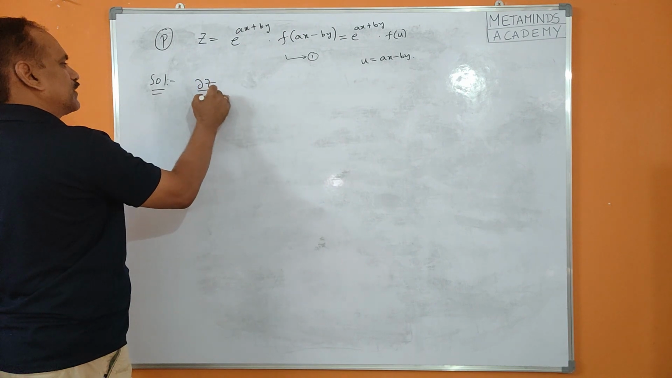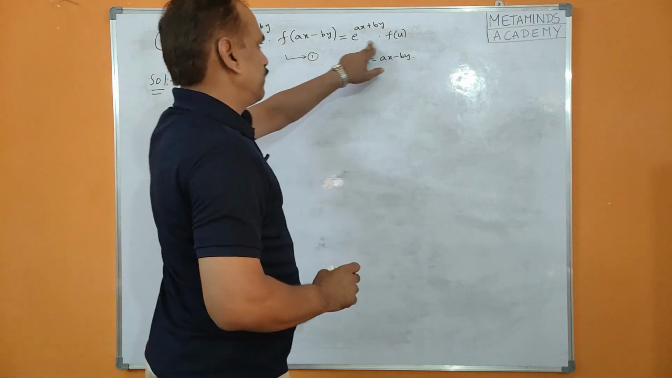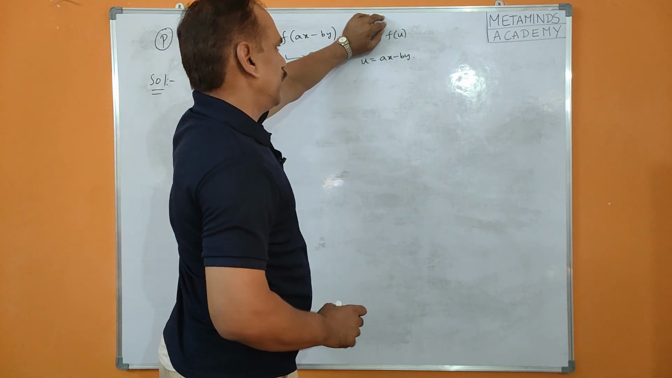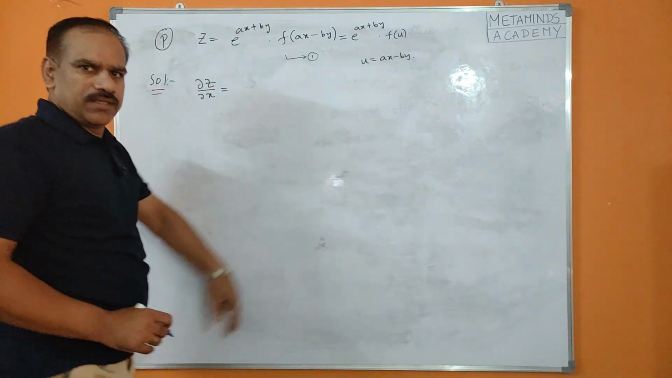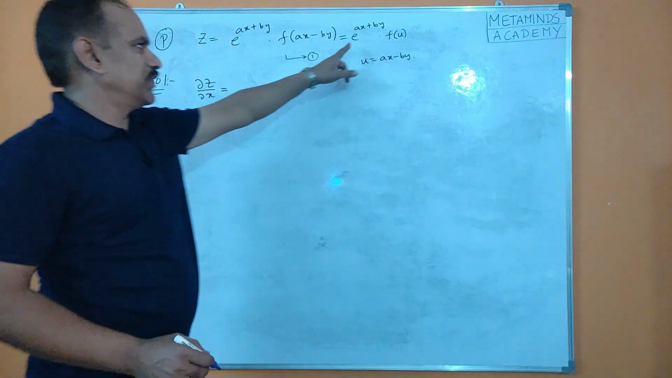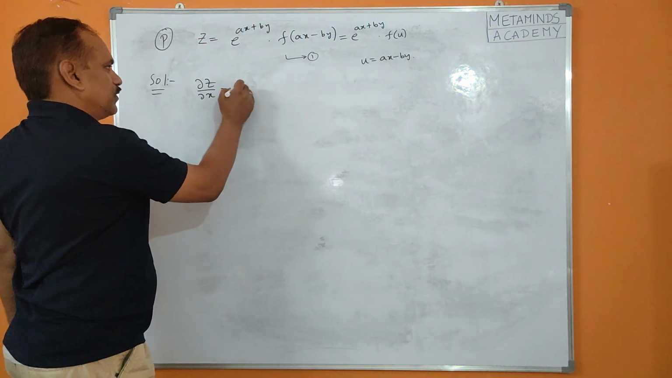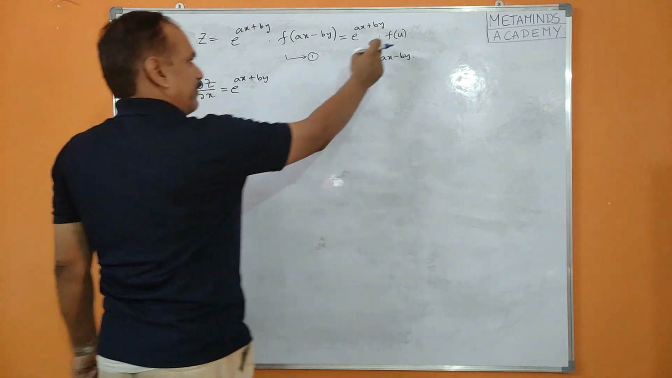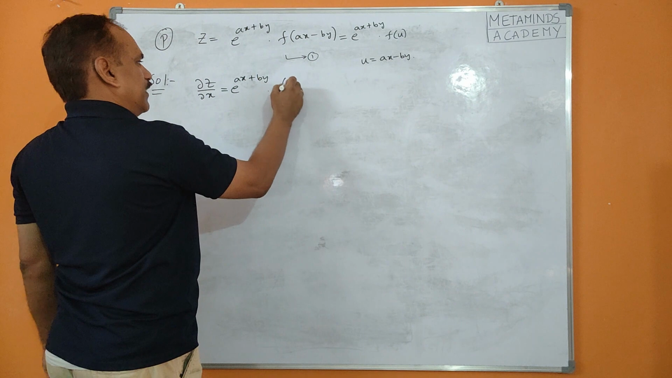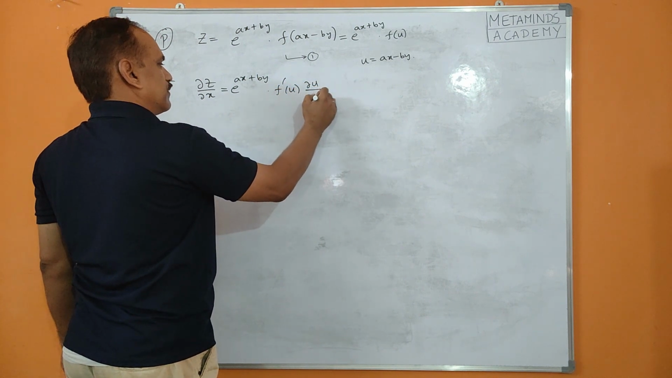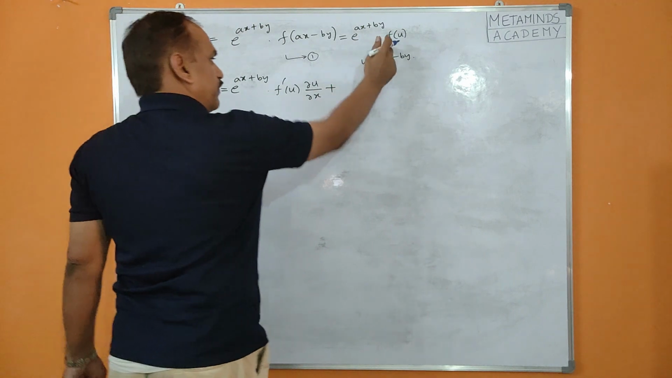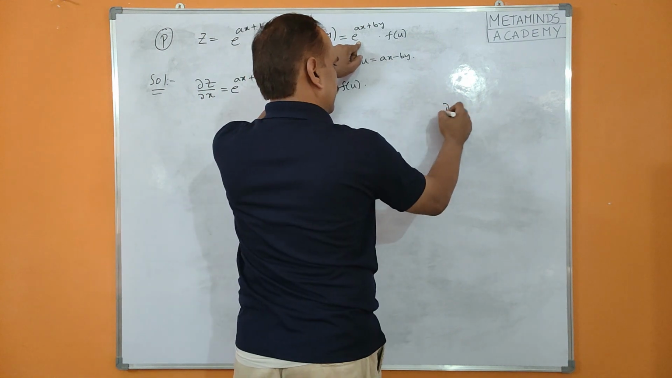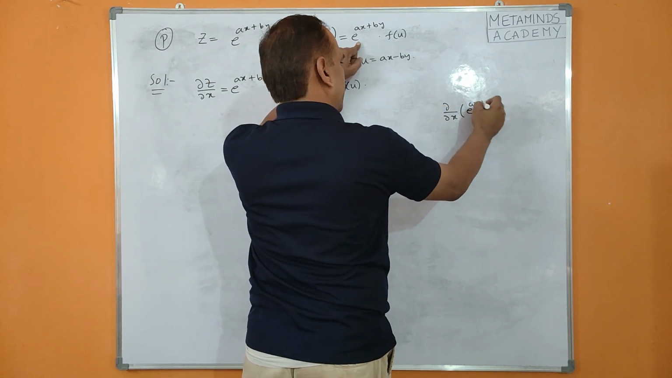It is dou z by dou x. Now we are differentiating this with respect to x, right? So we have x in this function and in this function also. So we have to go for uv. First function and second function both have x. So u into, that means e power ax plus by into derivative of f of u with respect to x is f dash u into dou u by dou x plus f of u into derivative of e power ax plus by with respect to x.